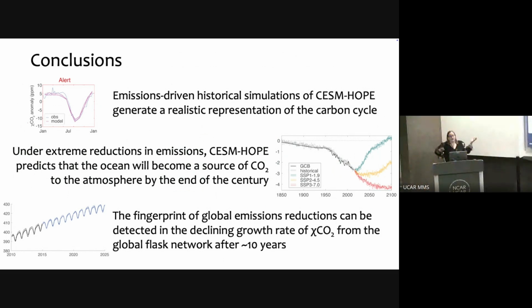Yeah, so that's where the HOPE ensembles actually can be very helpful, right? So attribution exercises can be done with these idealized ensembles, right? And so you can say, yeah, this happened. And if I have a counterfactual simulation where this didn't happen, now I know that I can attribute the change to the change in the emission. So we can do those kinds of attribution studies with CESM HOPE, which is pretty cool.